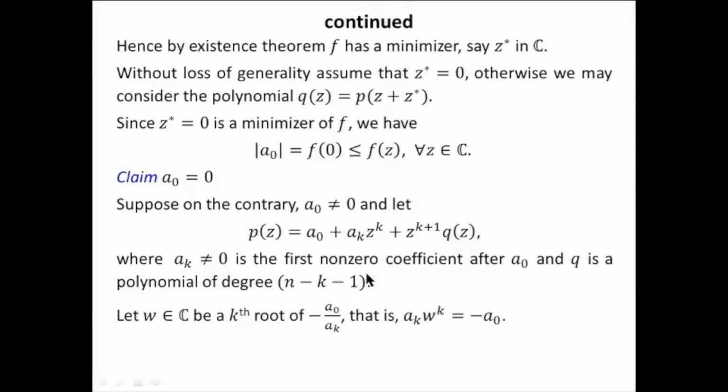Now we have to do some manipulation. So let me say w is a kth root of minus a0 over ak. What does that mean? w^k is minus a0 over ak, or ak w^k is minus a0. This will help me arrive at a contradiction. Now, if I replace z by tw, where t is any real number, later on I'll stick to t being positive, what will we have? p(tw) is a0 plus ak t^k w^k plus t^(k+1) w^(k+1) q(tw), that is of this form.